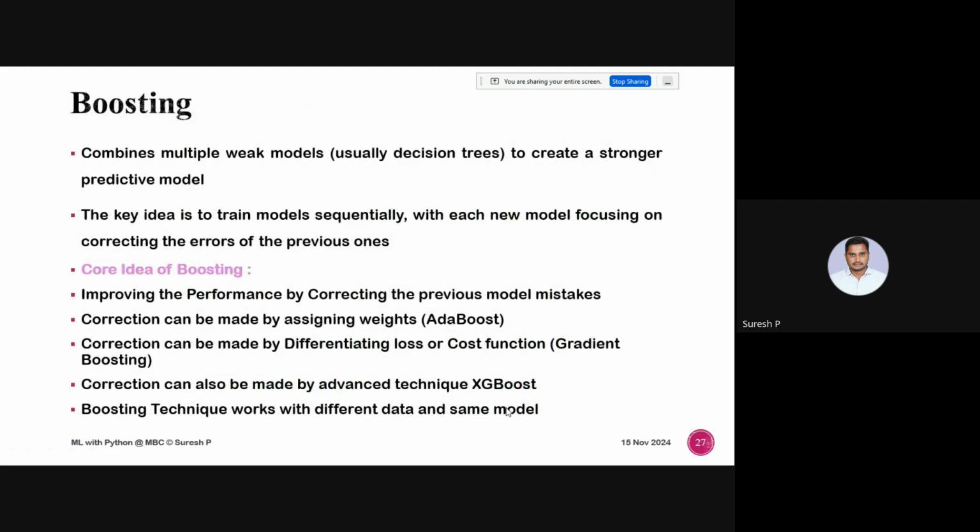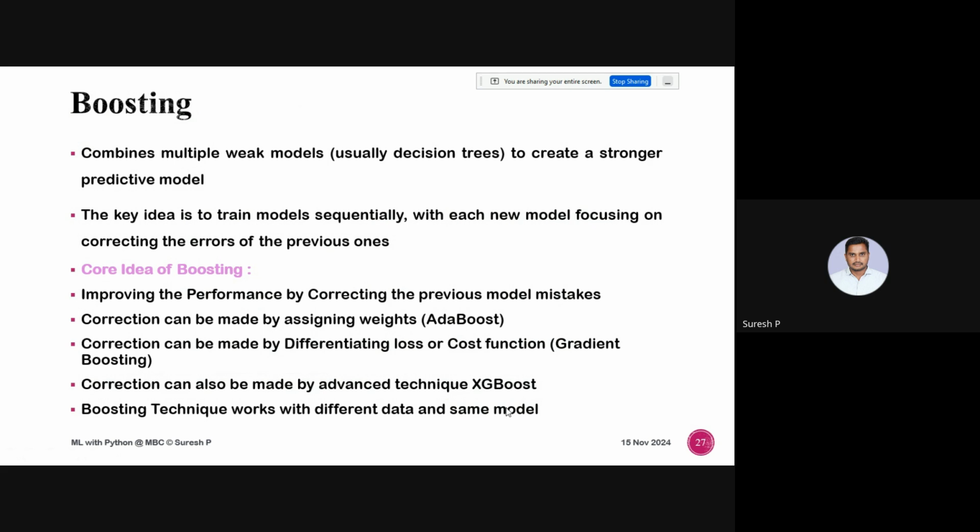The next one is boosting. So this is another example of a machine learning model. It will combine multiple weak models, particularly for example decision trees, to create stronger predictive models. So that is, for example, the boosting process. The key idea in boosting is it will train the models sequentially. So that's very important. For example, in every iteration, the model will be trained. Here the models will be trained sequentially with the new model focusing on correcting the errors of the previous one. So that is the concept.